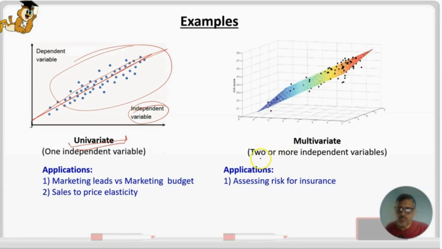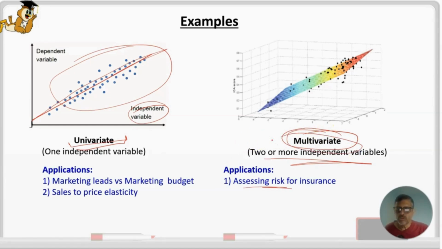If you have two or more independent variables, those problems are called multivariate problems. Okay, terminology. For example, assessing risk for insurance. If you want to estimate the insurance premium for a particular individual, you would typically have variables like the person's age, perhaps where he lives, how many accidents he has been in the past, how many times he has defaulted, his salary, whatever. So you would potentially have multiple independent variables, and that category of problems is known as multivariate.